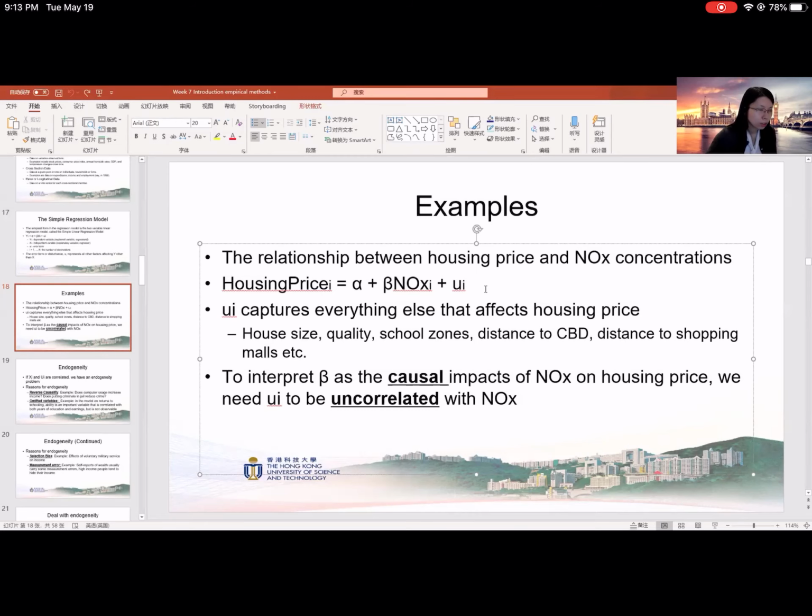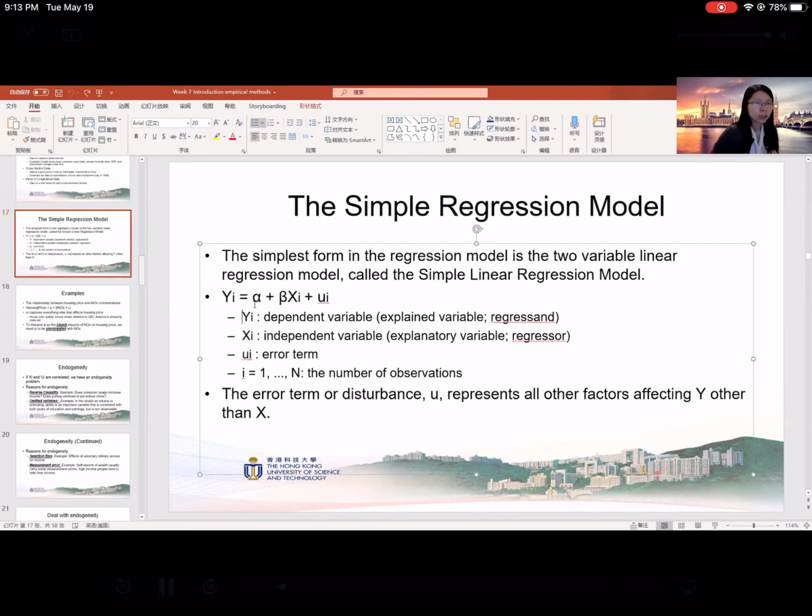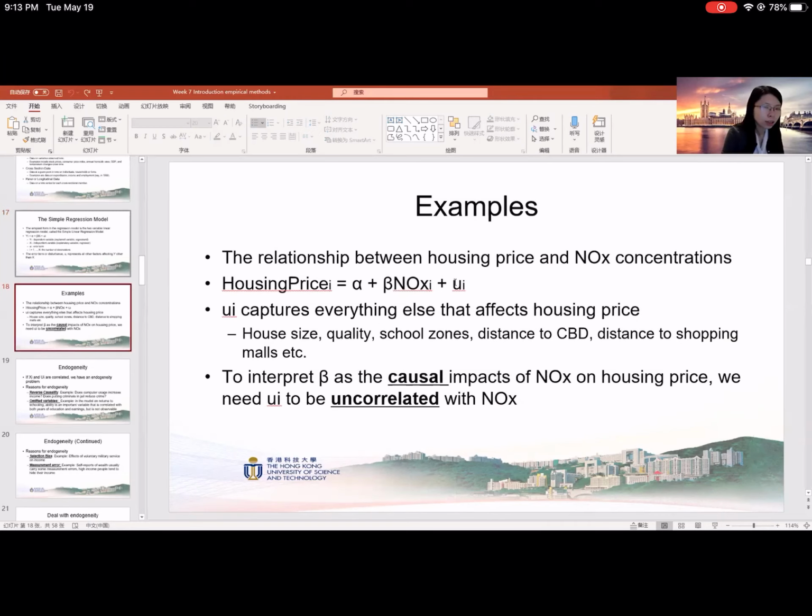Part of the variations are unobservables. And what matters for causality is that the unobservables shouldn't be correlated with your explanatory variables. So you don't want your explanatory variable to capture other variation that could be explaining your dependent variables.